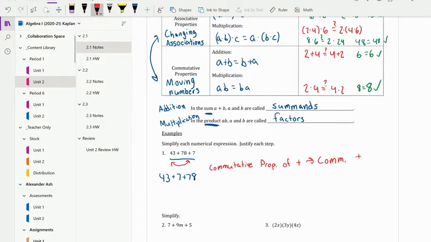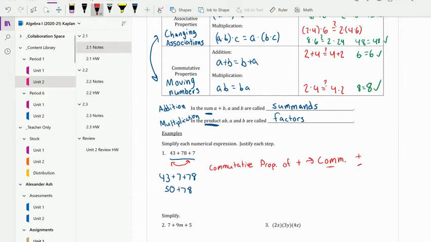But both of those pieces are important because we want to differentiate between commutative and associative, and we also want to differentiate between addition and multiplication. Okay, so those two pieces are important. But that's what tells us we can do that. And we say, oh, I did that because I know 43 plus 7 is 50, which was nice and easy. And now that 50 plus 78 is going to be much easier to add.